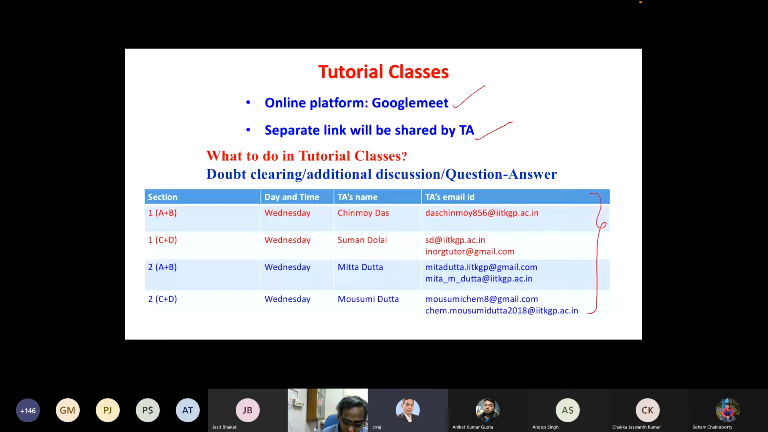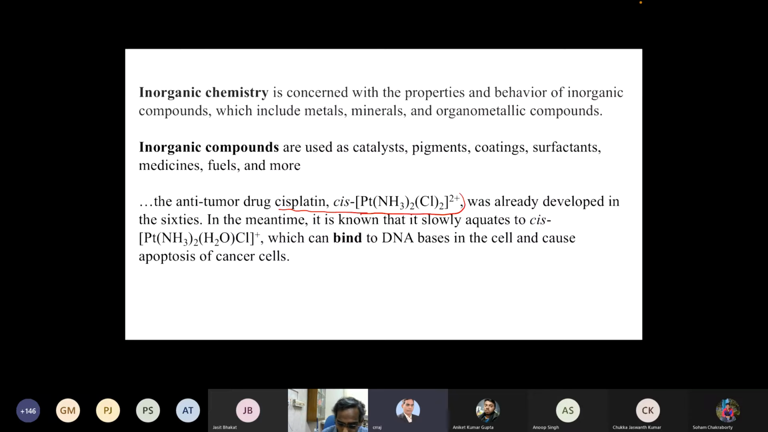For example, we should be familiar with cisplatin, right? Can anybody unmute and tell what cisplatin is used for? Cancer treatment. Tumors. Cancer treatment. Yes, can you tell me once again? Cancer, right? Transplatin cannot work, but cisplatin works. The configuration matters. It binds to the DNA bases in the cell and causes apoptosis of the cancer cell.